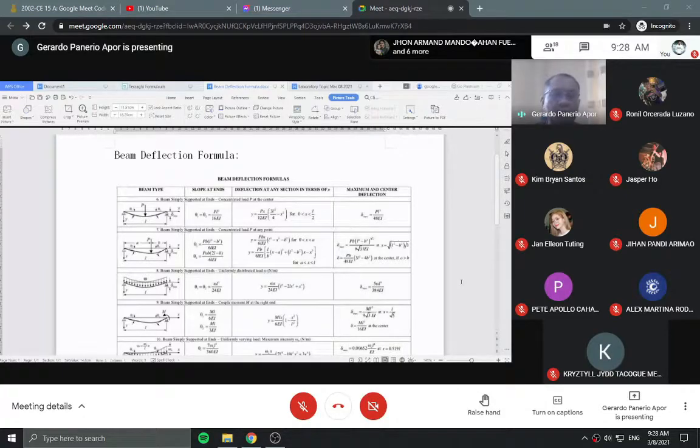Beam deflection formula. Actually, in the textbooks, you will see it in the topic on beam deflection. So, the formula here is already made, and it's just a careful understanding of how to use it.